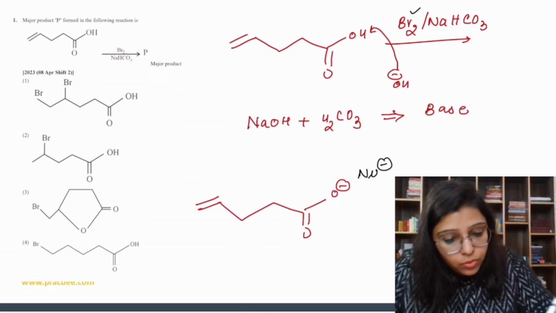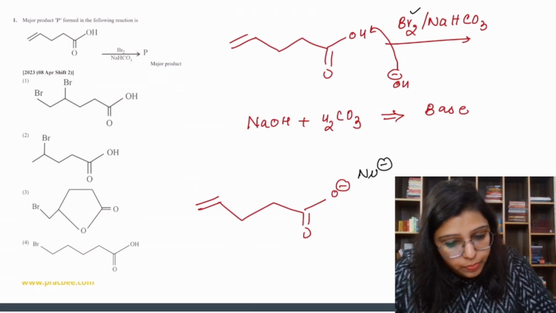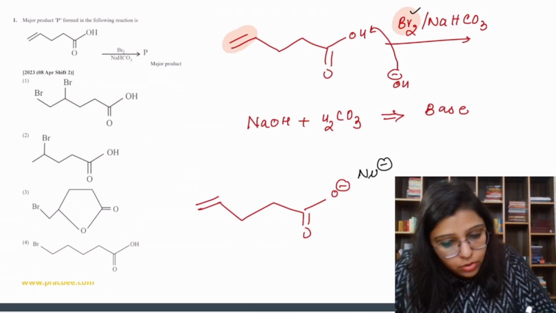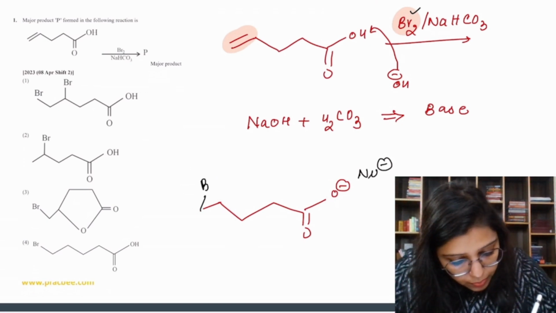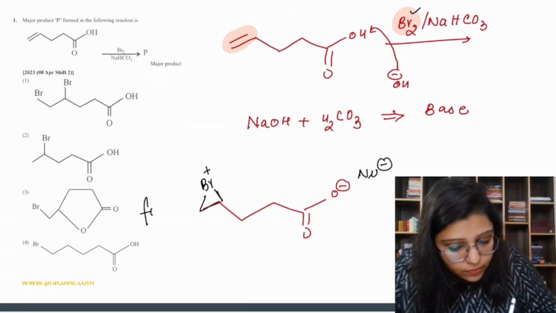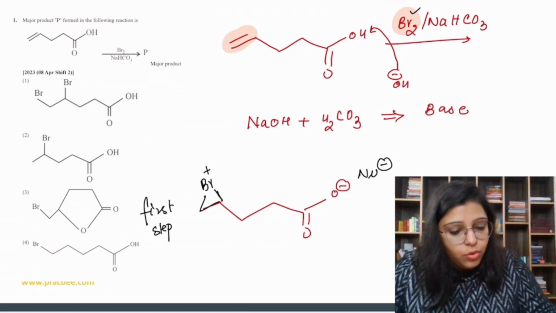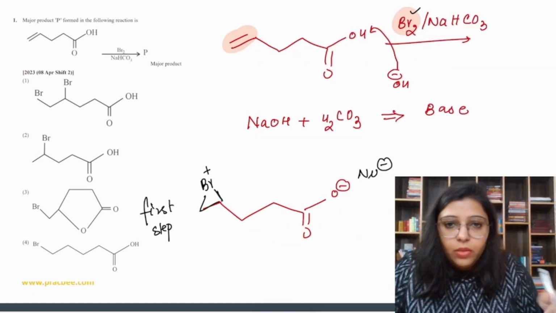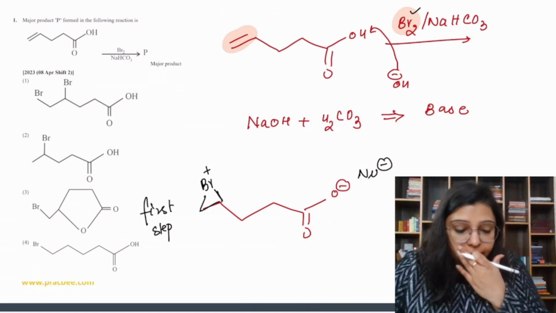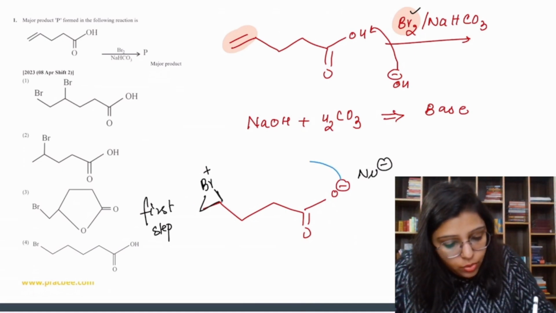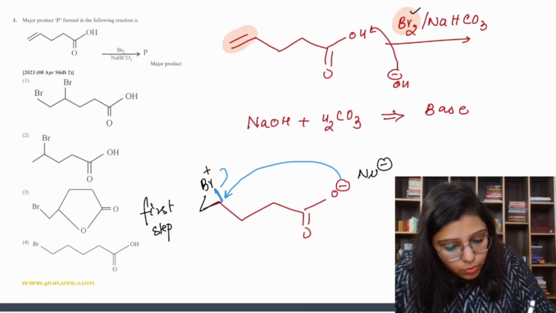One more thing, we have Br2. Br2 attacks the double bond, so we can write that we have this formation, Br positive and this. The first step is the bromonium ion. Now O minus reacts on the carbon and breaks the bromonium ion ring. O minus can attack over here and the electron of this bond shifts to Br.